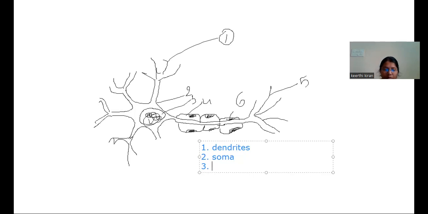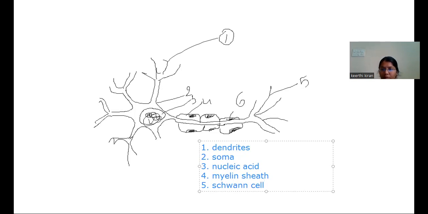Is the... whatever it is. And the fourth one is the myelin sheath. Myelin sheath. Then, which is the fifth one? The fifth one is the nerve ending. Nerve ending.